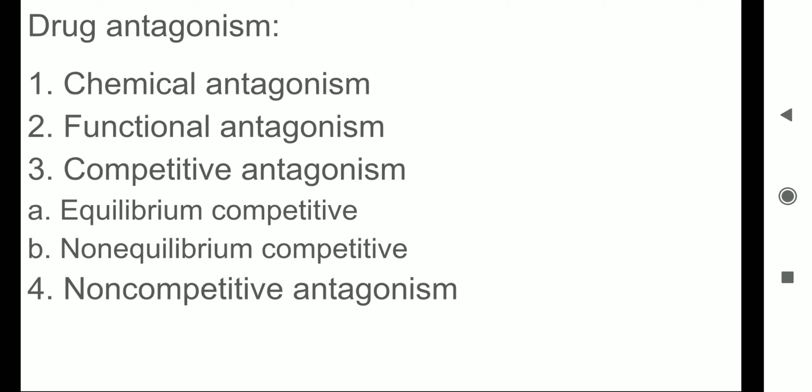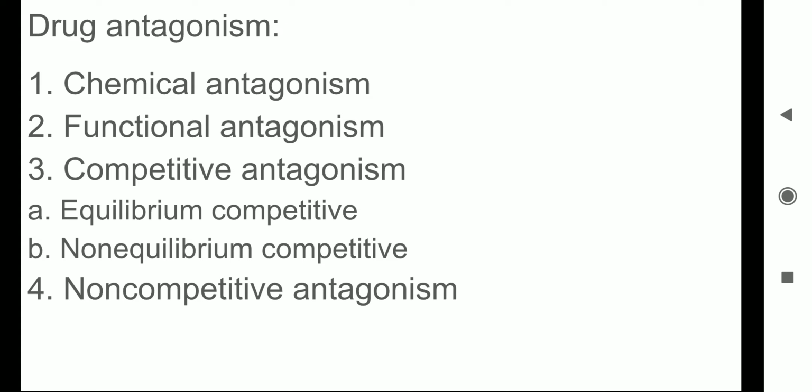Then comes the antagonism which is very frequently encountered in clinical practice, that is competitive antagonism. What do we mean by competitive antagonism? Why is it called competitive? Because the receptor for the agonist as well as the antagonist is the same. If the agonist comes and binds, it will give a particular physiological reaction, but if the antagonist comes and binds, it is going to stop the reaction.